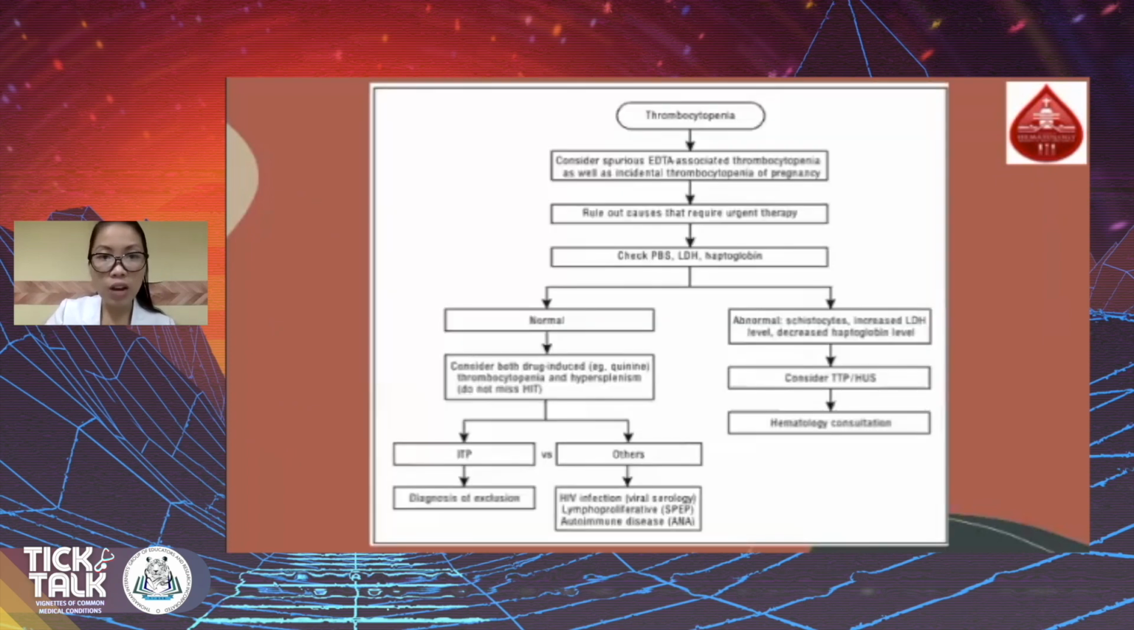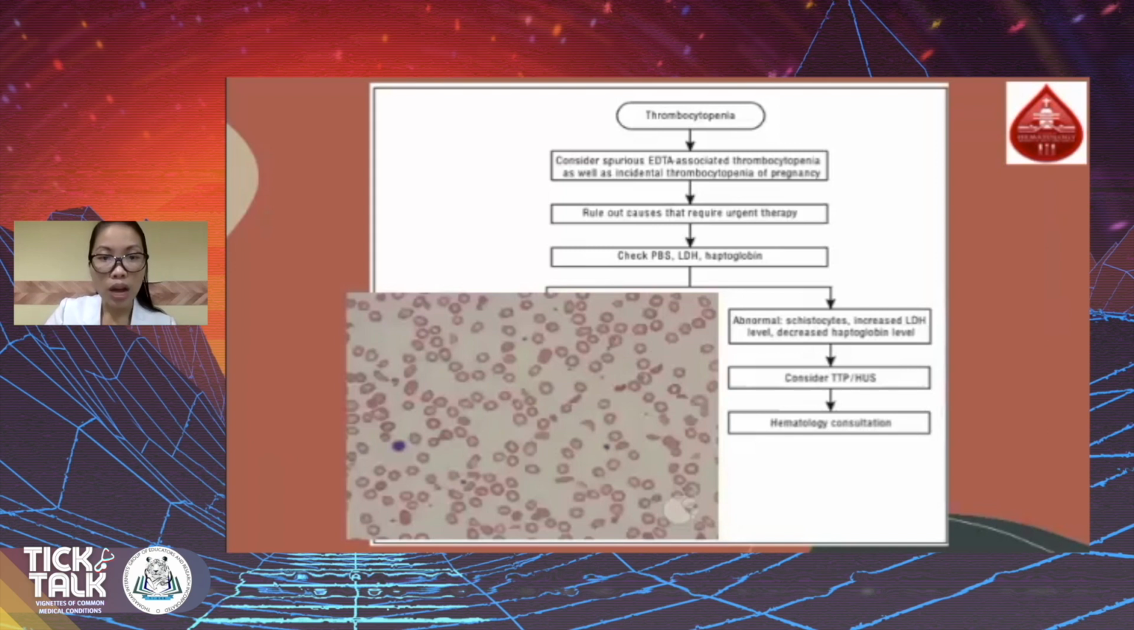So this is the thrombocytopenia algorithm. As I mentioned from the previous slide, we have to check the PBS to see if there is indeed thrombocytopenia and a significant amount of fragmented RBCs or schistocytes. This, with elevated LDH level and decreased haptoglobin level, would point to a possible diagnosis of TTP or HUS and warrants a hematologic consultation or co-management.